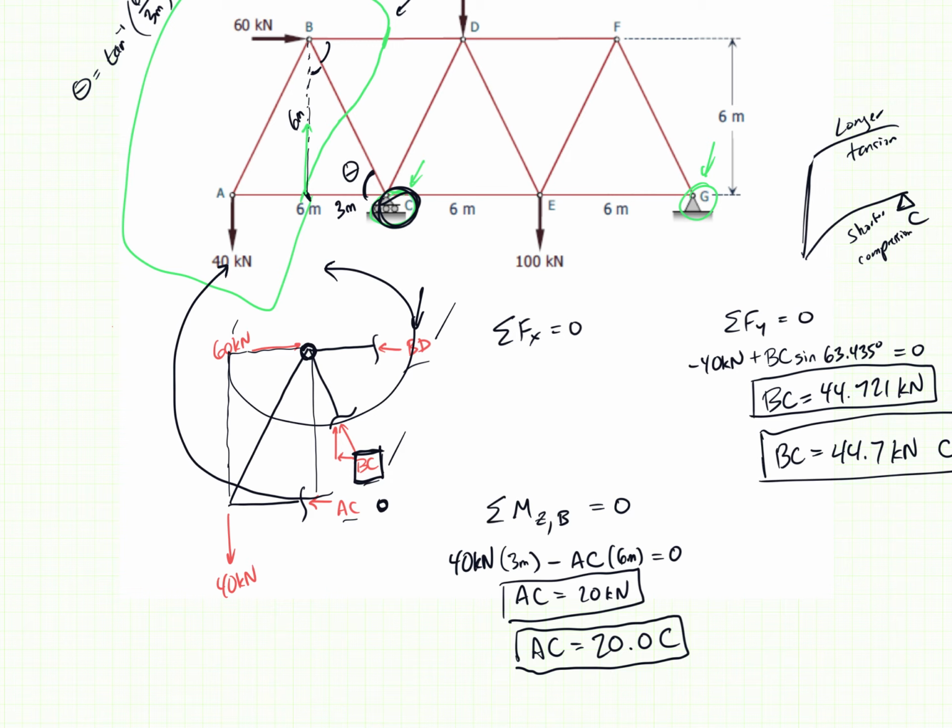Okay, so at that point, I can do sum of forces in the X if I want. Some of you may be more comfortable with that. So let's go ahead and just do that, because why not? So we've got 60 kilonewtons in the plus. We've got minus BD. We've got BCX, so we've got minus BC, which is 44.7 kilonewtons. Now we need the portion of that that's in the X.